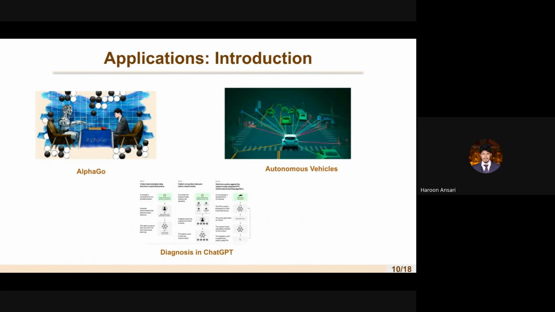Now coming to the real life applications of RL. We'll be talking about the first application that revolutionized the field of RL, that DeepMind came up with, and that is AlphaGo. Then we will see how autonomous vehicles take advantage of RL, and then we'll see the application of RL in ChatGPT.